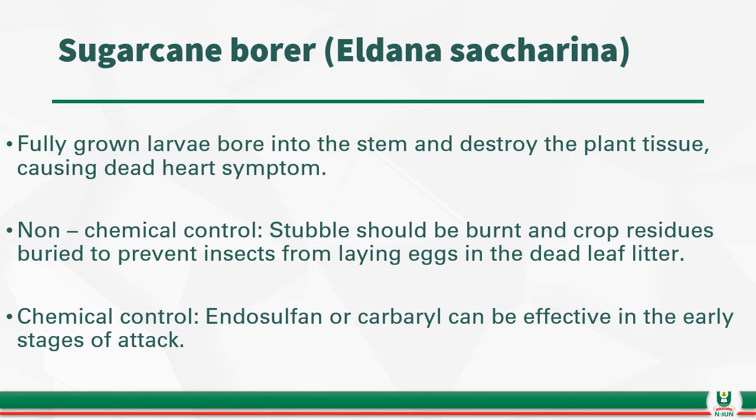Okay, if you want to control them non-chemically, then the stubble, because you cannot control them without pulling them out. You pull them out and burn the stubble and crop residues so that you will not have any insects laying eggs on the dead leaf litter or anywhere. It should all be burnt. And to control chemically, you use endosulfan or carbaryl for effectively controlling the early stages of their development.